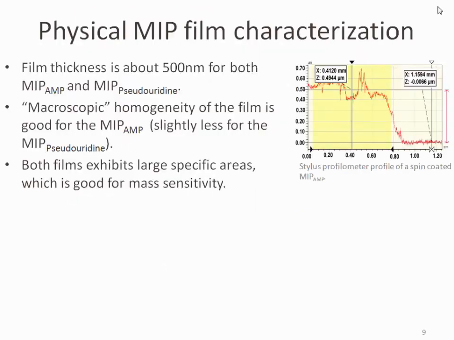So once you have your polymer deposit, which is cross-linked, you can characterize it. So here is the stylus profilometry of a step of MIP for IMP. So you can see here the thickness, which is about 500 nanometers. So it's in both cases. We have adapted the spin coating speed in order to get the same thickness for both.